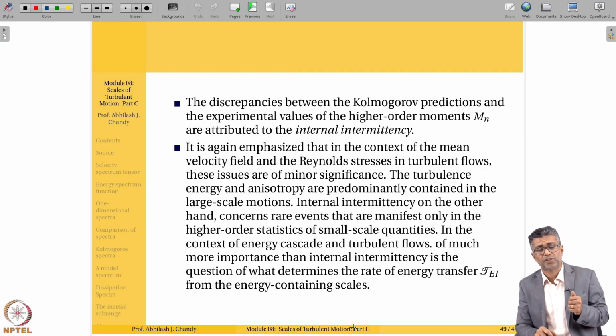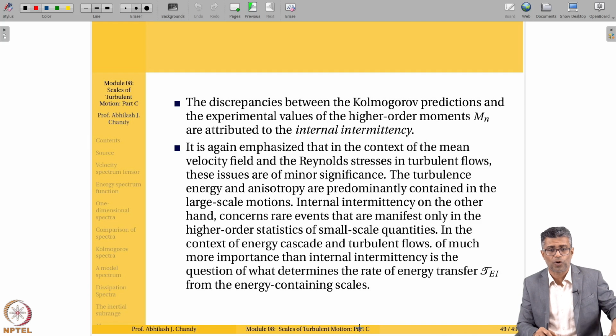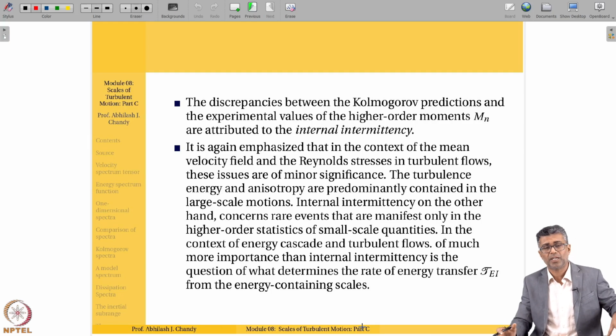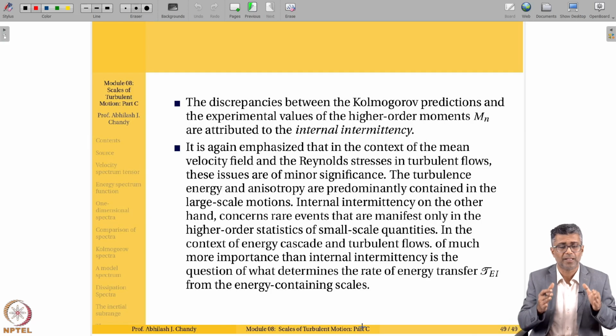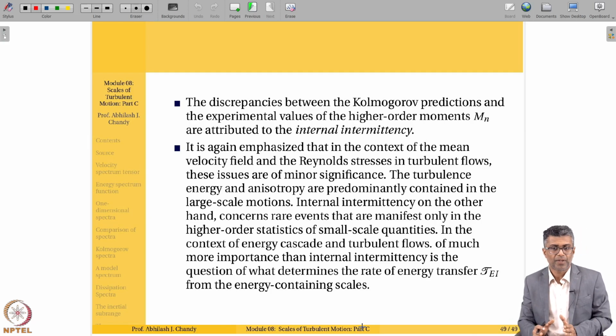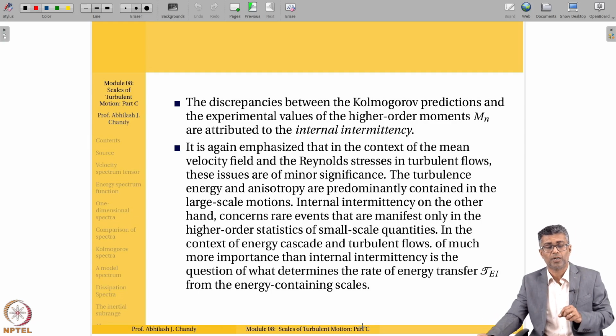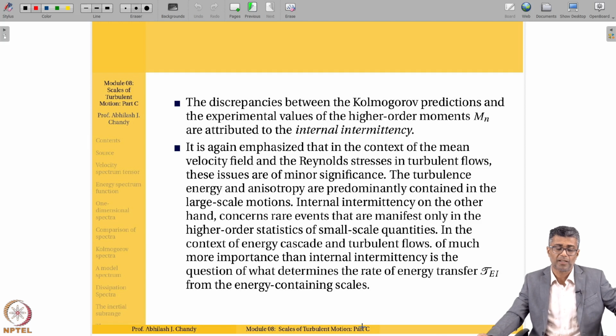Again, it should be emphasized that in the context of the mean velocity field and the Reynolds stresses, these issues are of relatively minor significance. The turbulence energy and anisotropy are predominantly contained in the large scale motions. So as long as you are covering that, then you are okay. Internal intermittency, on the other hand, concerns rare events that only manifest in the higher order statistics of small scale quantities. We only see that in the small scale quantities. Even if you are not covering it as much, because most of the energy is contained in the large scale motions, it is not affecting our predictions as much.